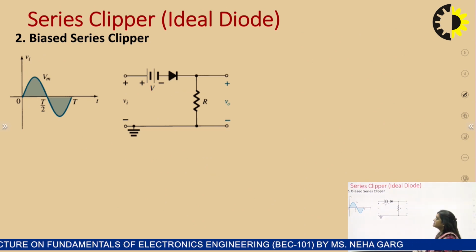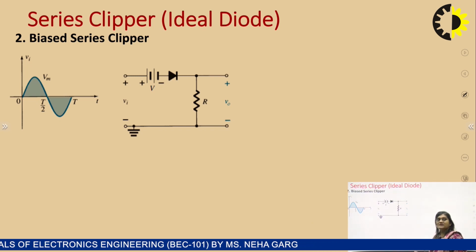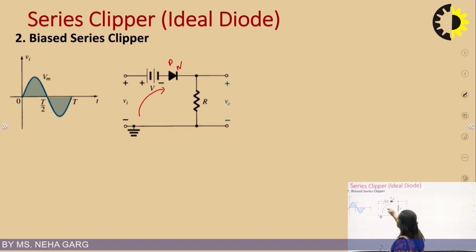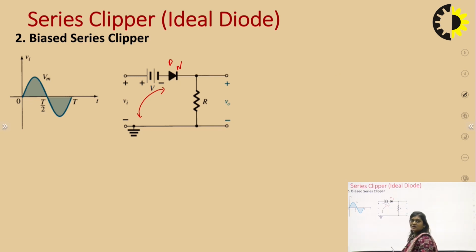For that case, first of all, we will find in which condition our diode will conduct. For that, we have to find the potential at the P plate. This is our P plate and this is our N plate. The P plate is connected with the supply Vi and V, so the potential at the P plate would be Vi minus V, and the N plate is connected with the output.